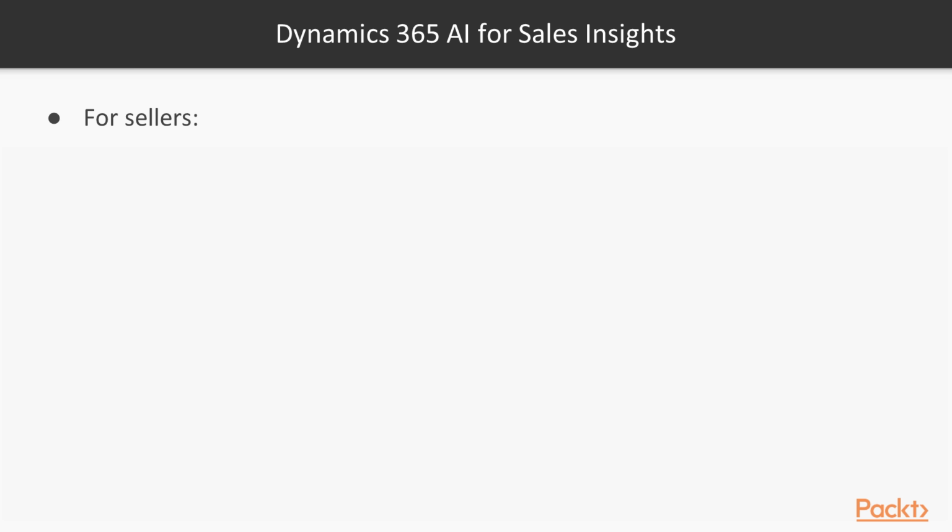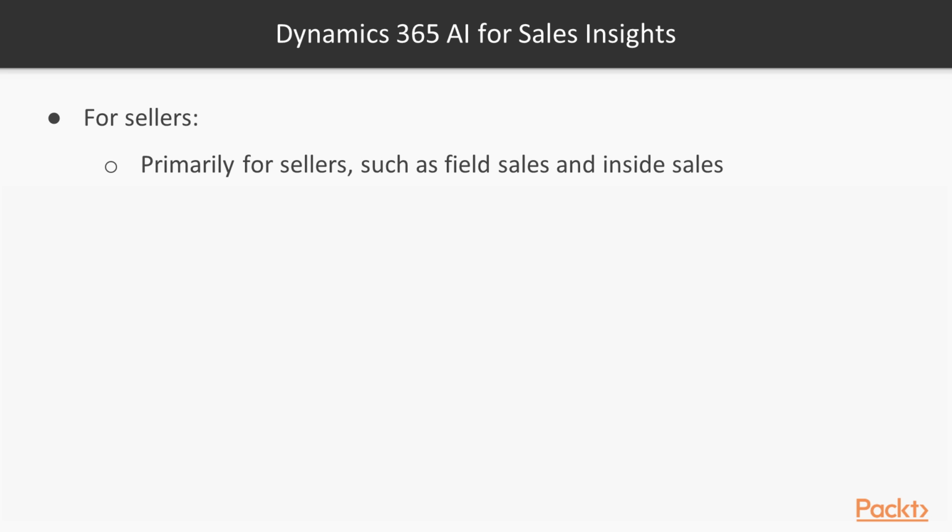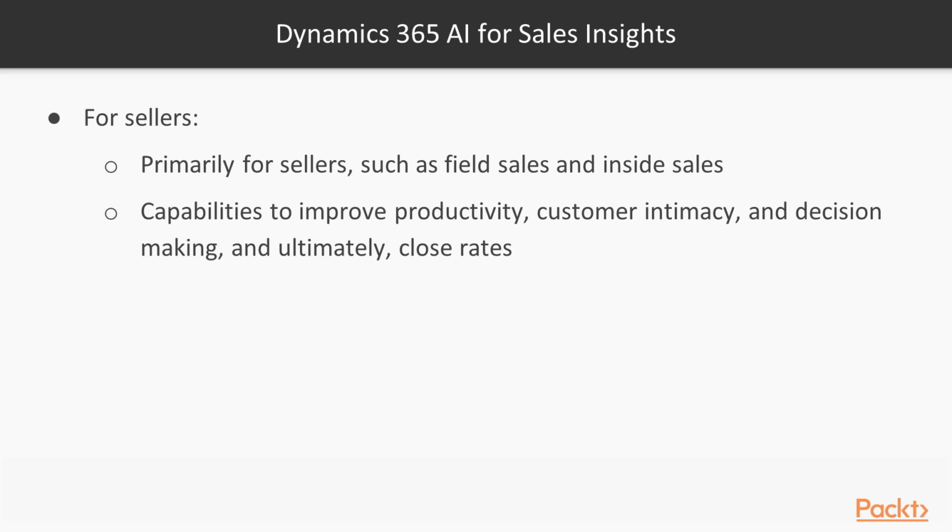So Dynamics 365 AI for Sales Insights is really broken into two distinct sets of functionality. The first, Dynamics 365 AI for Sales Insights, is really targeted at sellers. So people that will be talking day to day directly with customers. The types of capabilities which we'll find throughout AI for Sales Insights are designed to improve productivity, improve customer intimacy, and help our sellers with their decision making, all ultimately leading to improved close rates.